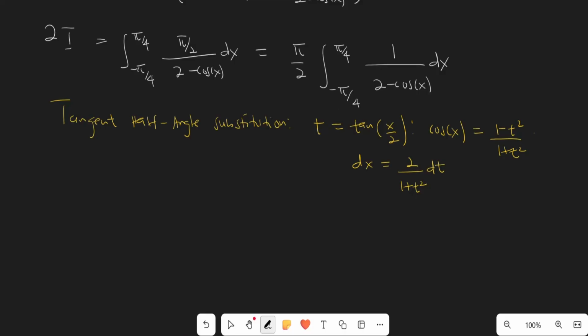We are just going to plug that into our integral, but first let's find the change in limits, right? When x is negative pi over 4, the lower limit of integration, we have t equal to tan of negative pi over 4 over 2, that is tan of negative pi over 8. That is equal to negative of the tan of pi over 8, because tan is an odd function. When x is positive pi over 4, we have t equal to positive tangent of pi over 8.